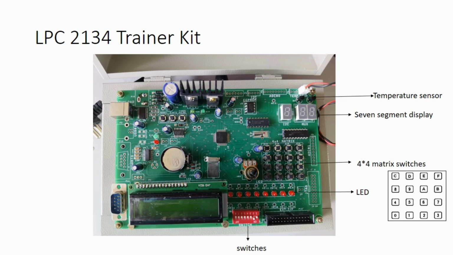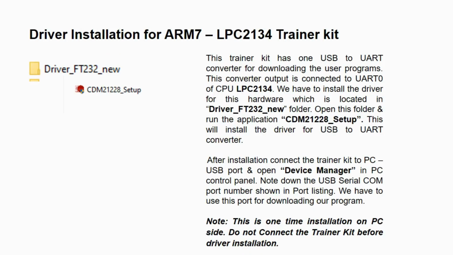They are embedded inside it, inbuilt, and we are going to do the programming using a few components here, like the temperature sensor, 7 segment display, 4x4 matrix switches, LEDs, port LEDs, and dual switches. With the help of all these components, we are going to do a lot of programs using the Keil software as well as the Flash programming. Using the Keil software, we are converting C programming, C into hexadecimal code.